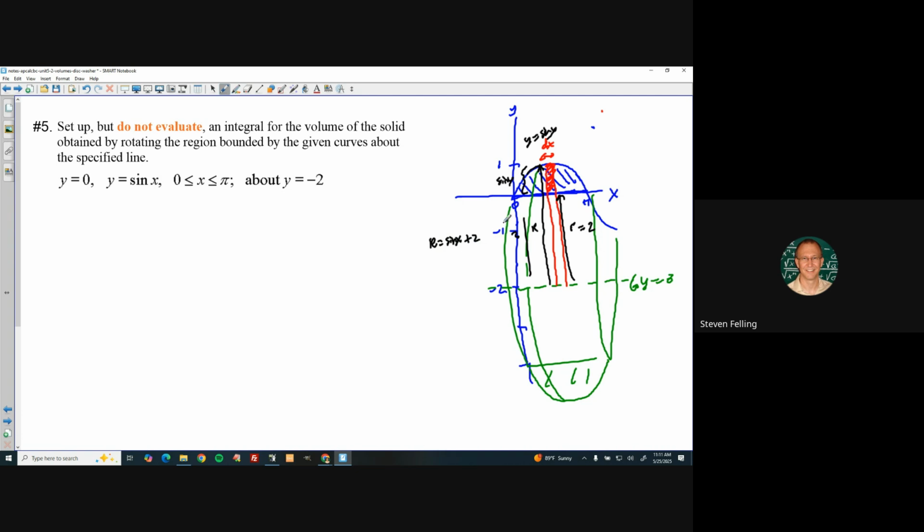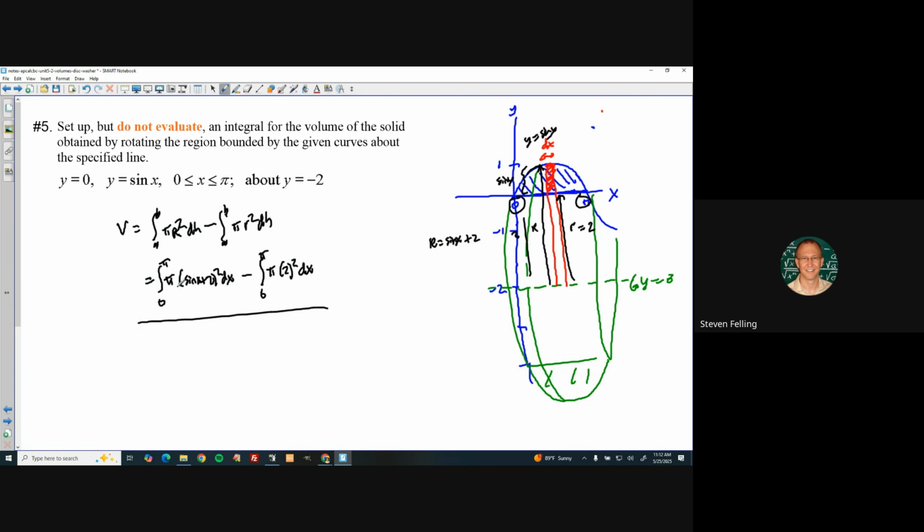Okay, so let's go ahead and build this. This is the washer method, so an integral from a to b of pi big R squared dh, and then subtract out the whole pi little r squared dh. This is going to be pi, the big R is sine of x plus 2, squared, and this is a dx type, minus an integral of pi little r squared, which is 2 squared dx, and we're integrating in x's. So we're starting at x is 0 and ending when we get to pi. 0 to pi, 0 to pi. This said setup only, so this itself is the answer.